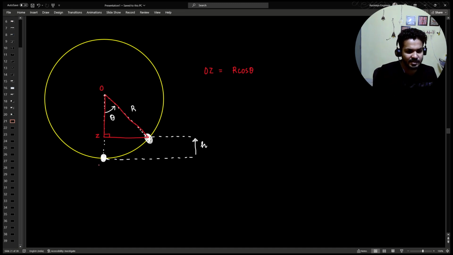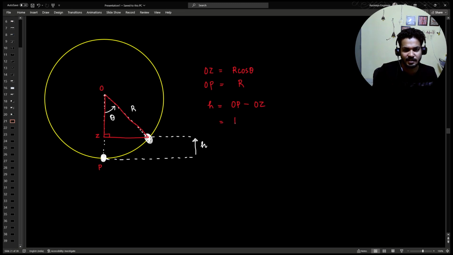But we also know that OP, let's call this point P, OP itself is r, right? So if the body moves by an angle of theta, how much elevation does it create? Well, it creates an elevation that equals OP minus OZ.